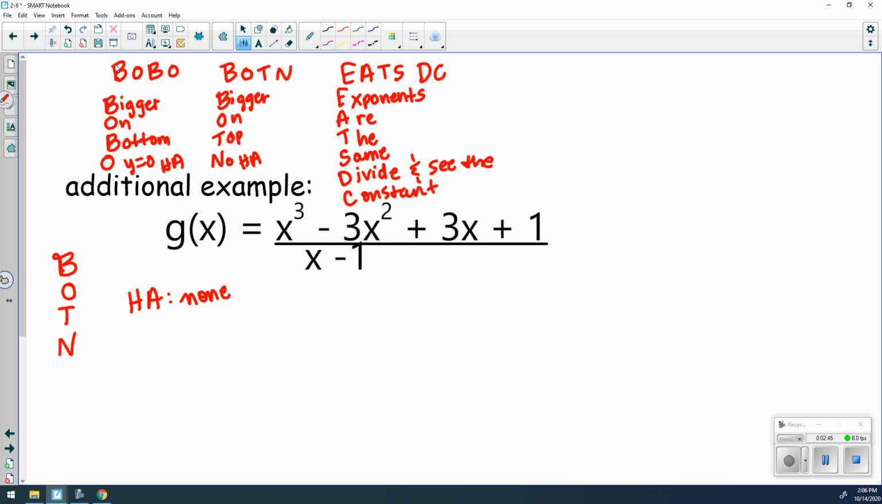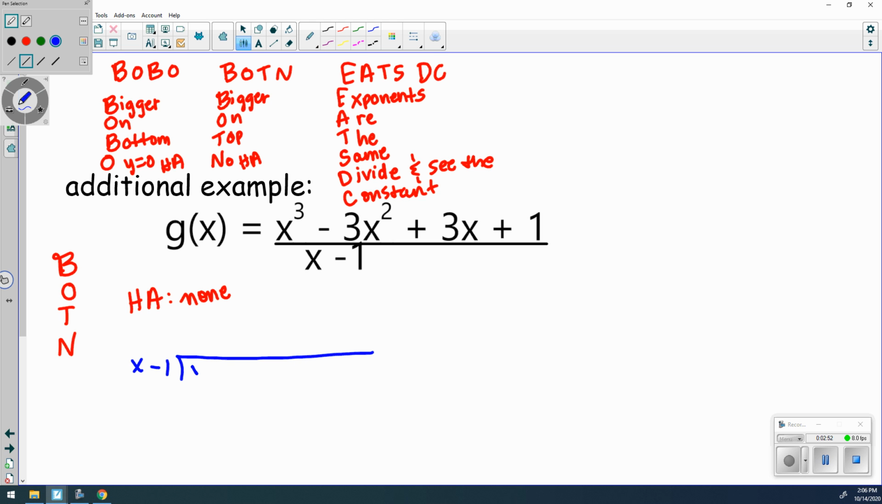And here goes my long division. x minus 1 goes into x to the third minus 3x squared plus 3x plus 1. Could I be doing synthetic division right now? Actually, I probably could, because my x minus 1 chunk is linear. Anyway, I'm going to keep going.